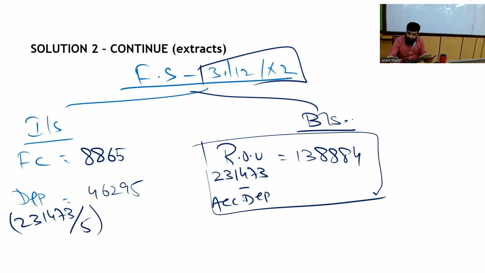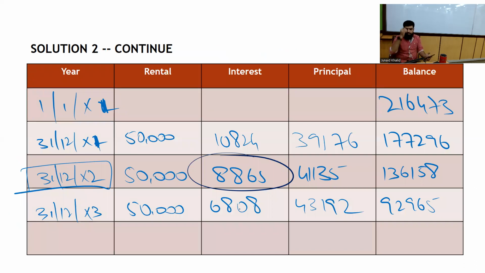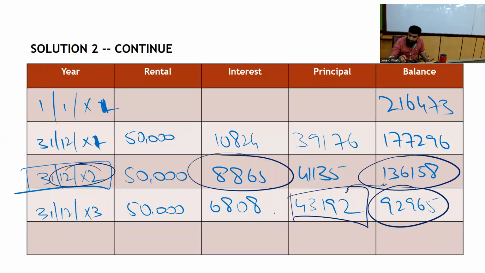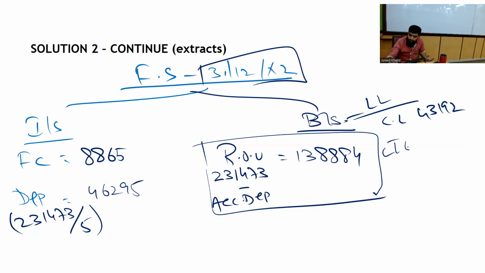Now let's move on towards the liability side. We need to recognize the current liability first. At the end of 2002, the total liability is 136,158, out of which you need to pay 43,192 in the next 12 months. That means 43,192 is the current liability, and the remaining 92,965 would be recognized as a long-term liability in the balance sheet. So this is the extract of the financial statement for the year ended 31st December 2002.